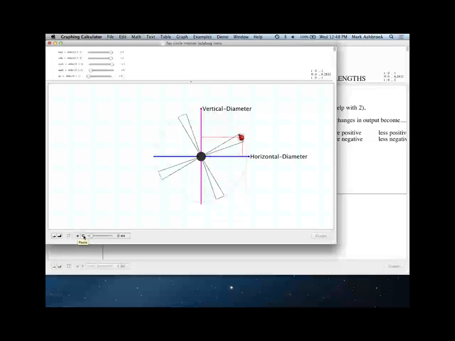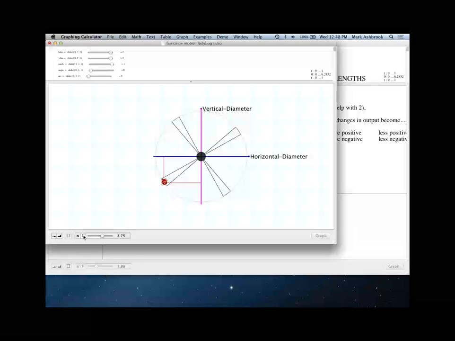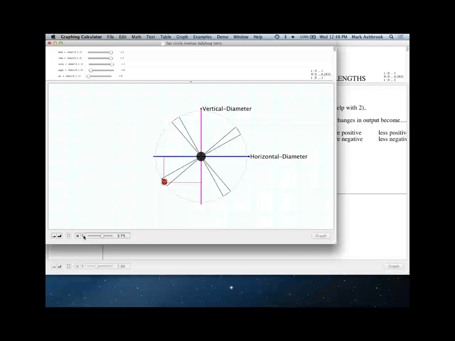So this is putting it together now. If I were to pause it, say right here, I'm showing the vertical distance. So which function is this? That's sine. This is the horizontal distance, so it's cosine.